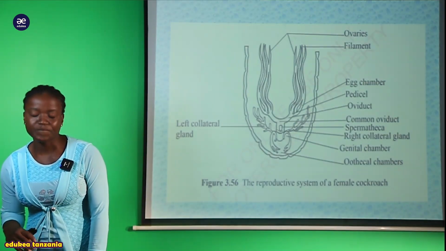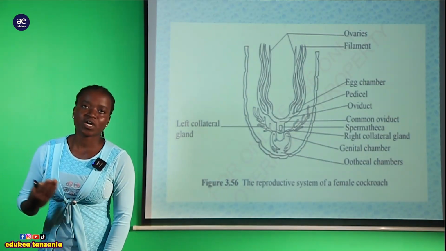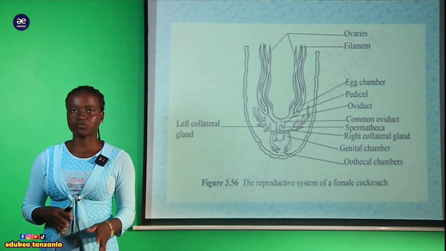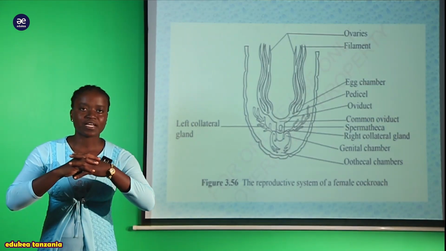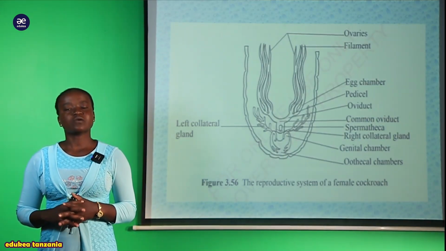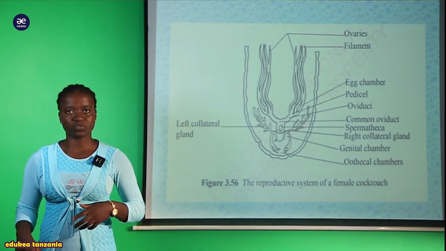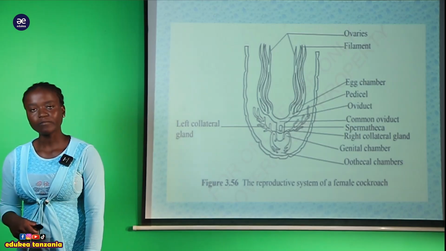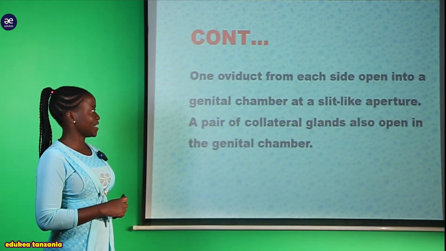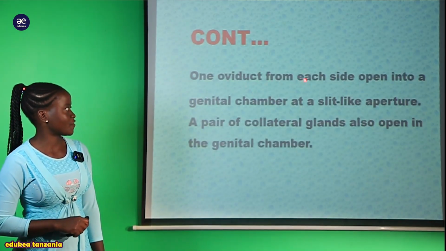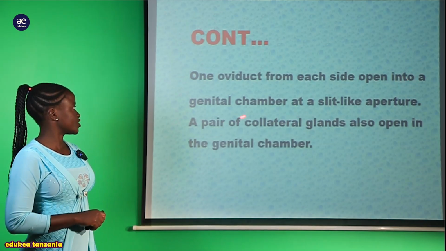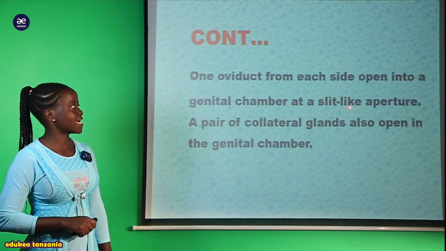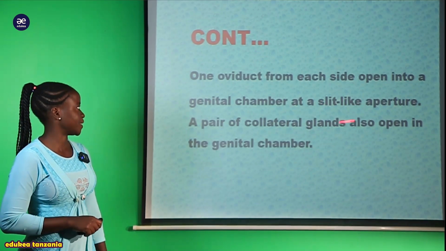So if you have been asked to draw the structure of the female cockroach, you have to draw according to your dissected specimen, and also you have to show all of these parts which are found within the female cockroach. So, my students, here we are saying that one oviduct from each side opens into the genital chamber, or a slit-like aperture.